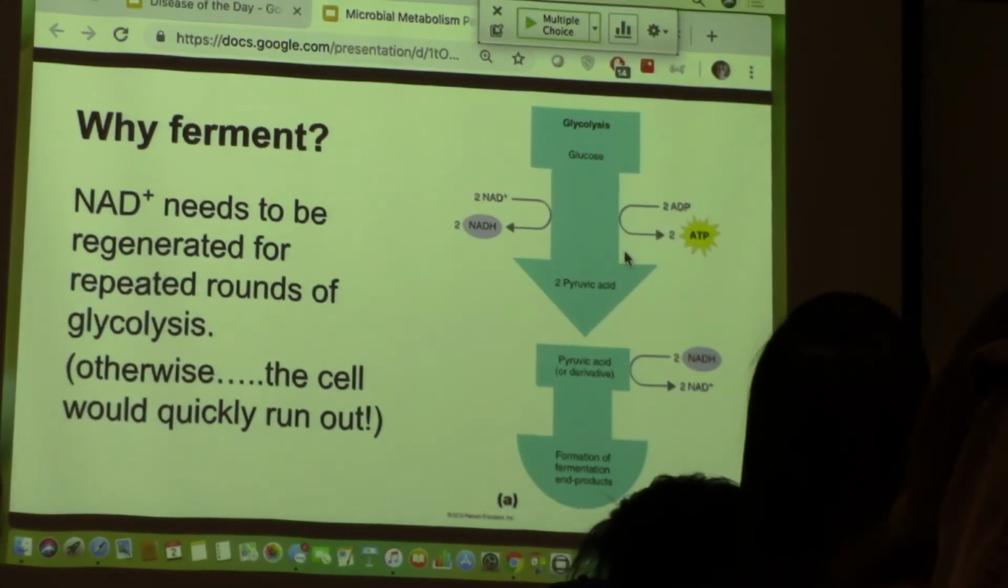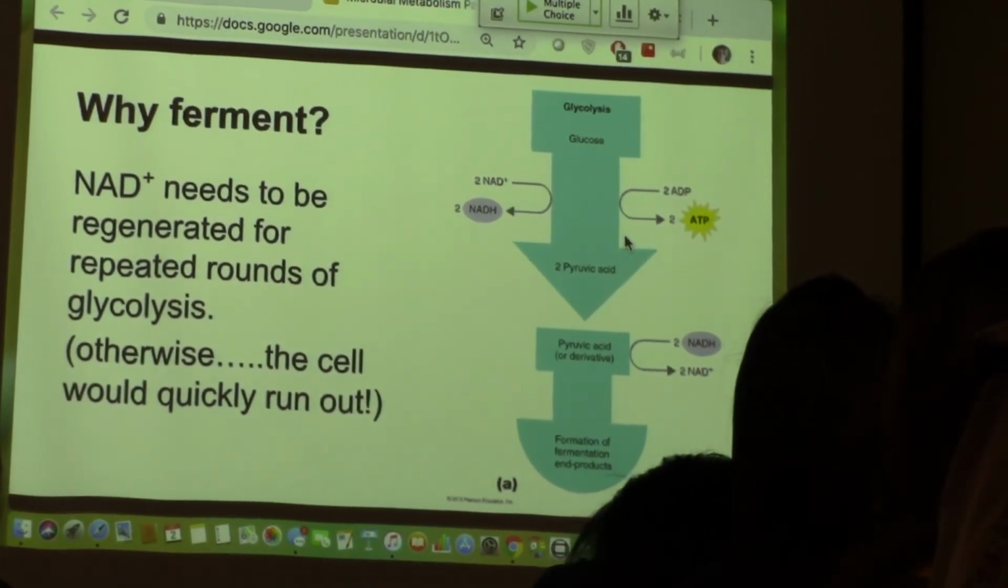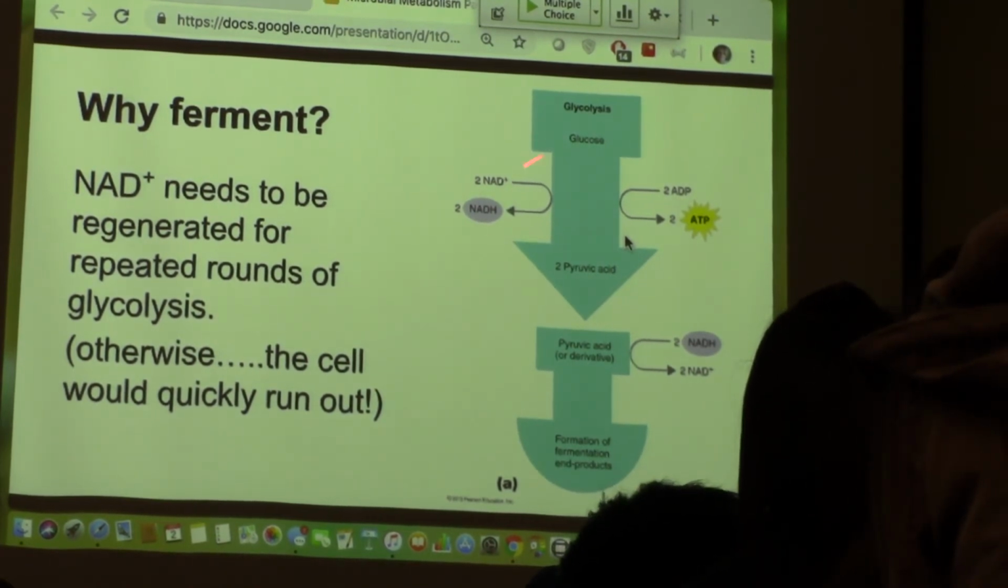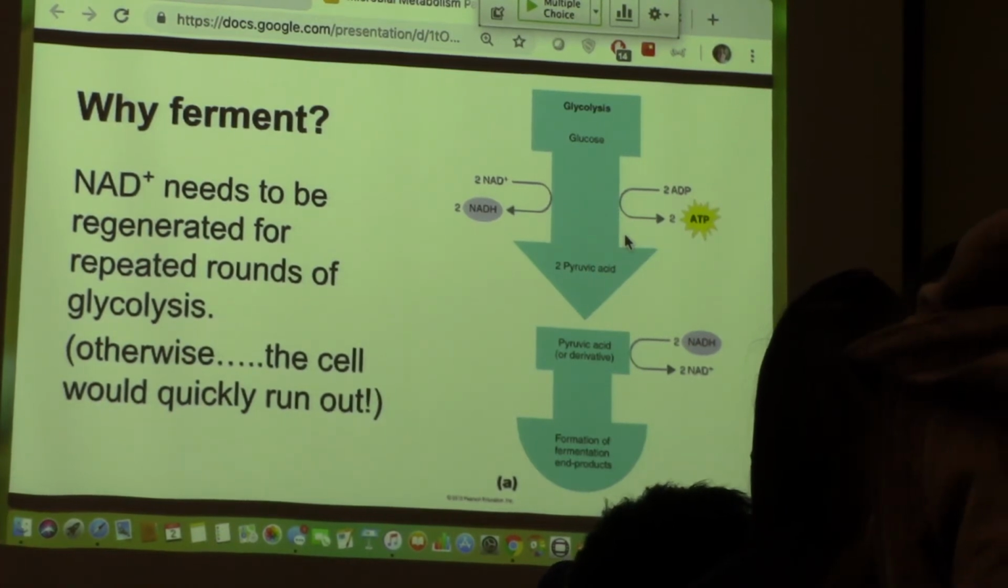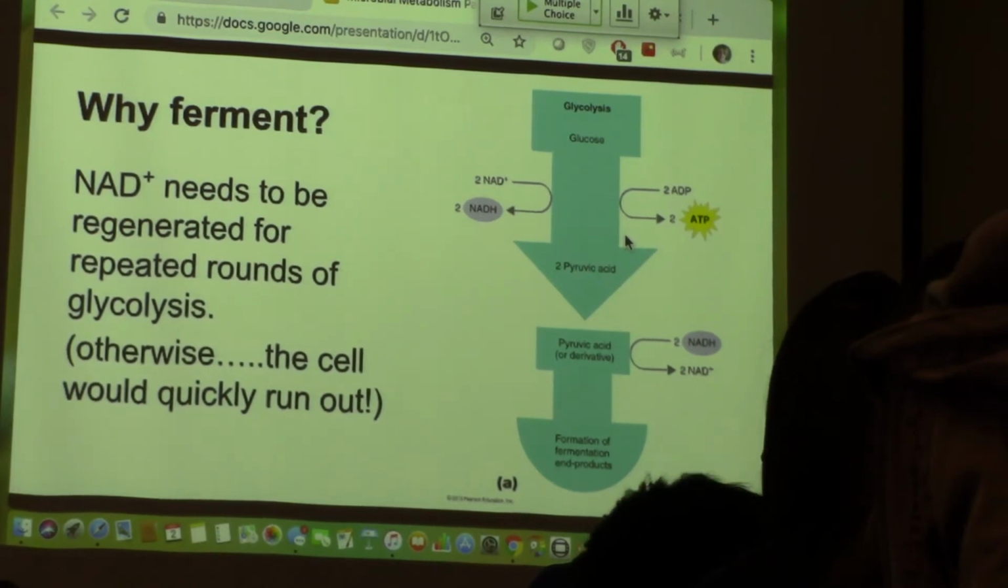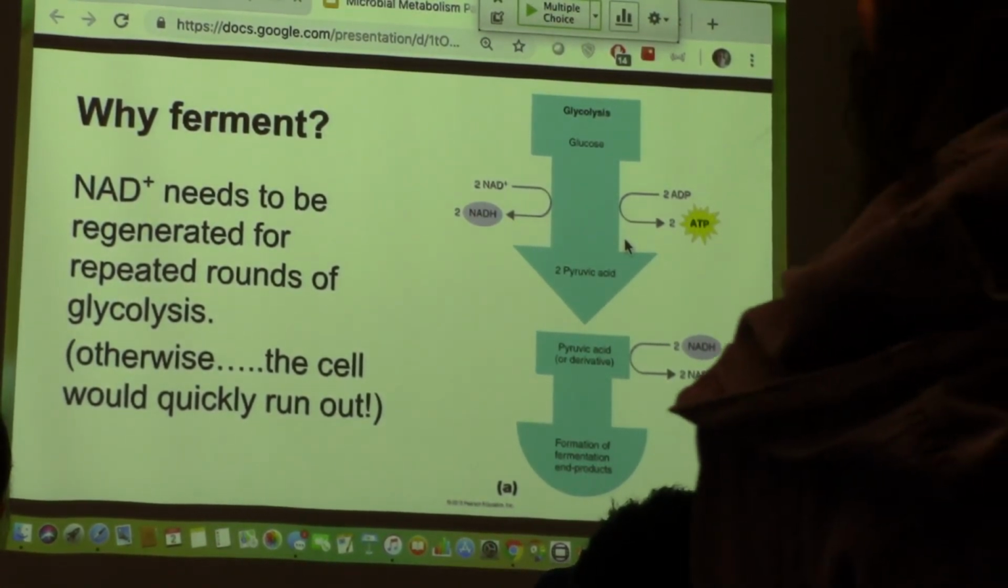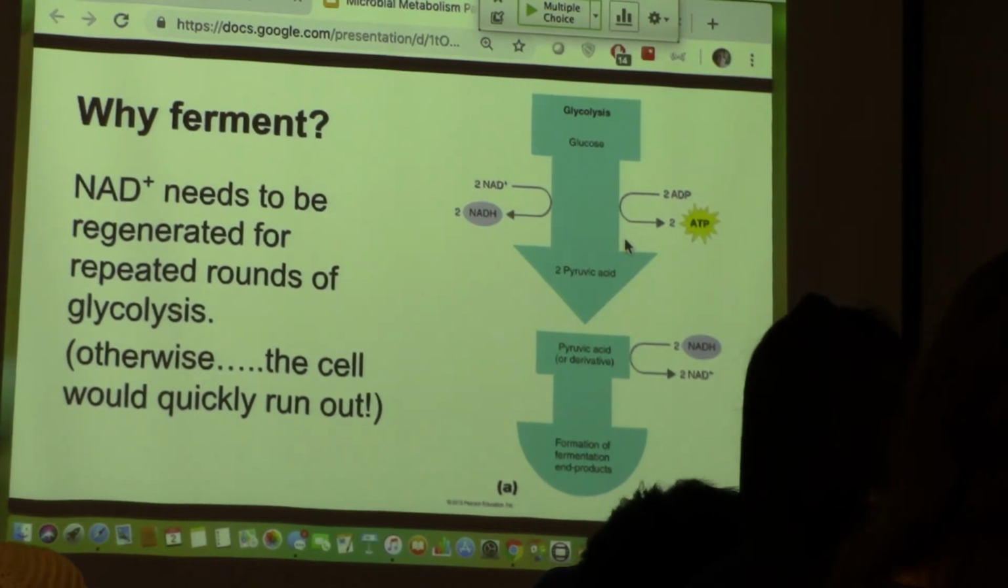I just said this: why ferment? We need to regenerate NAD+. Here's glycolysis, and for every glucose we make 2 NADHs, so we're using up NAD+ and making NADH. Eventually the cell is going to run out of NAD+. When it runs out, can it go through glycolysis? It needs NAD+; it's a reactant. Once you run out of NAD+, you shut down glycolysis, and now even your Ferrari's not working, because you can't get ATP out of glucose without NAD+.